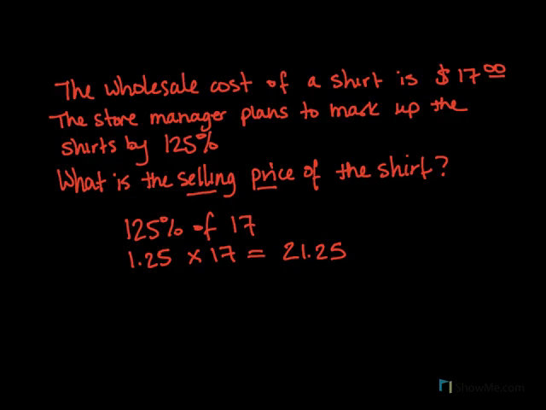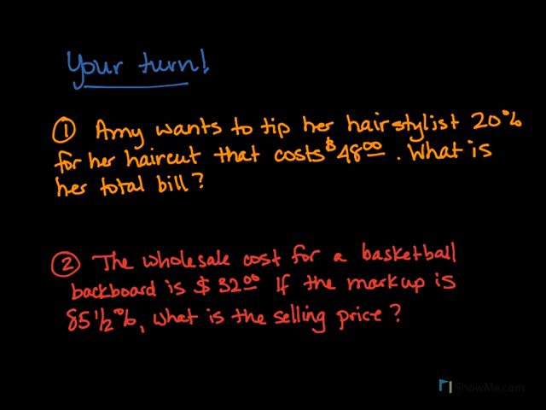Now the selling price, the price that you're going to have to pay if you go to the store to buy this shirt, is going to be $17, which was the wholesale price, plus the markup of $21.25. And if we add those together, we get $38.25. So the store is going to pay a wholesale cost of $17. They're going to mark it up, and your cost is going to be $38.25 for that shirt.